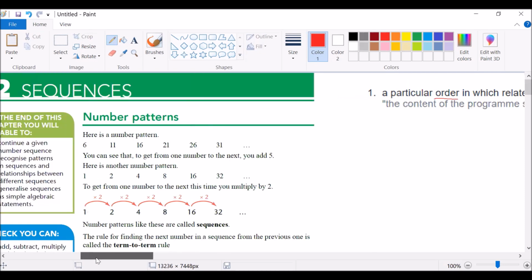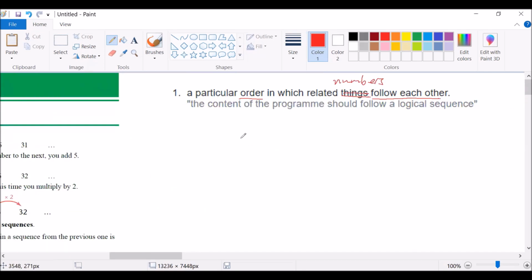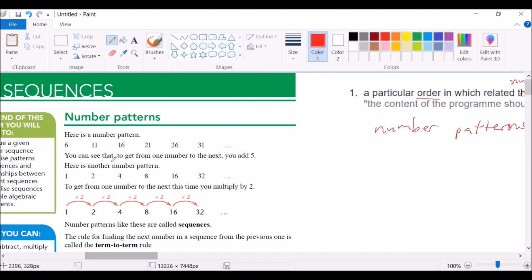We have this sequence here. So we are looking at number patterns. What is happening when we go from one number to another? We have a set of numbers and we want to find how they are related. How do we come from one number to the next? So we have this number pattern. Here is a number pattern.